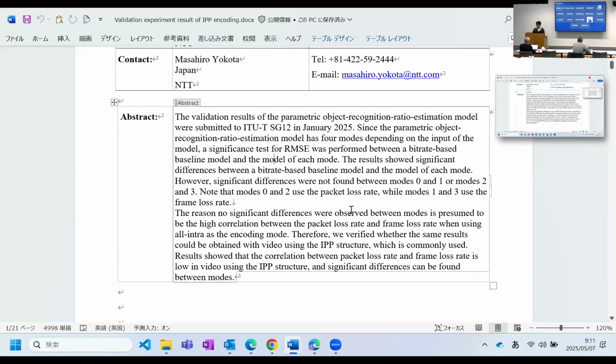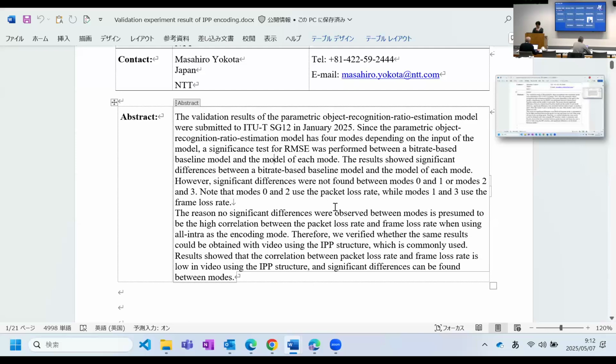So we confirmed the result of the validation experiment, and the reason no significant differences were observed between modes is presumed to be the high correlation between the packet loss rate and frame loss rate when using all intra as the encoding mode. However, we think that the model has to be used in other encoding conditions. Therefore, we verified whether the same result could be obtained with video using IPP structure, which is also used. We conducted a subjective experiment, and results show that the correlation between packet loss rate and frame loss rate is low for video using IPP structure, and significant differences can be found between modes. Therefore, we think that the recommendation needs to be made for all modes in order to support various encoding methods.